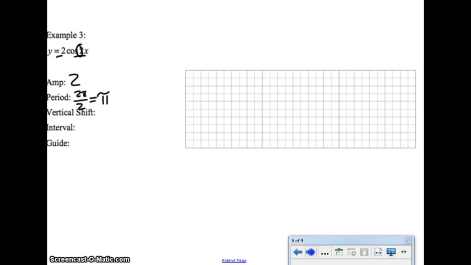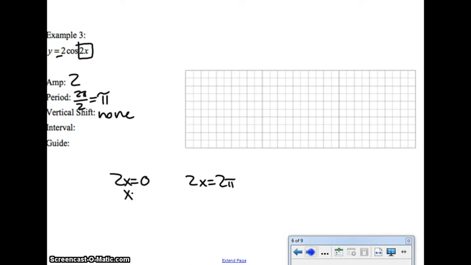Still no vertical shift, nothing being added or subtracted. All right, this is how we calculate our interval. I'm going to take whatever we're taking the cosine of. So here, it's 2x. I'm going to take 2x and set that equal to 0, and 2x and set that equal to 2 pi.